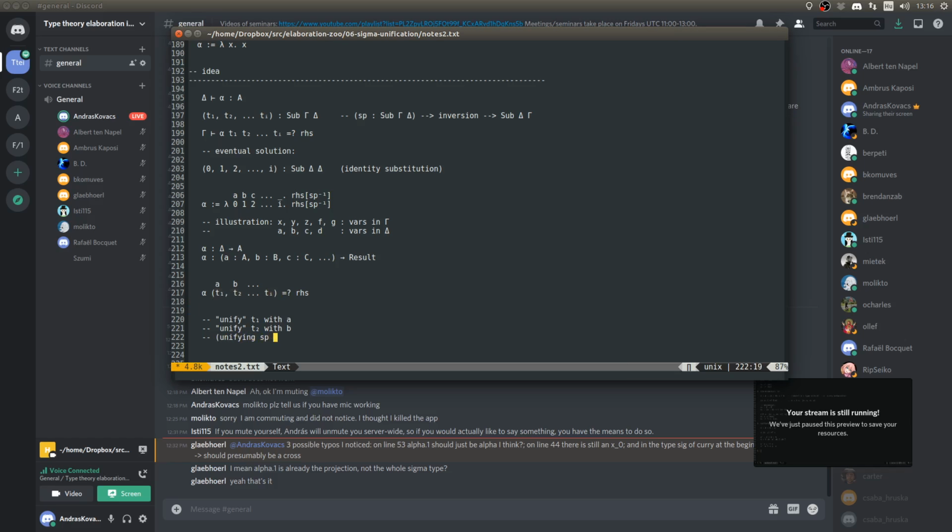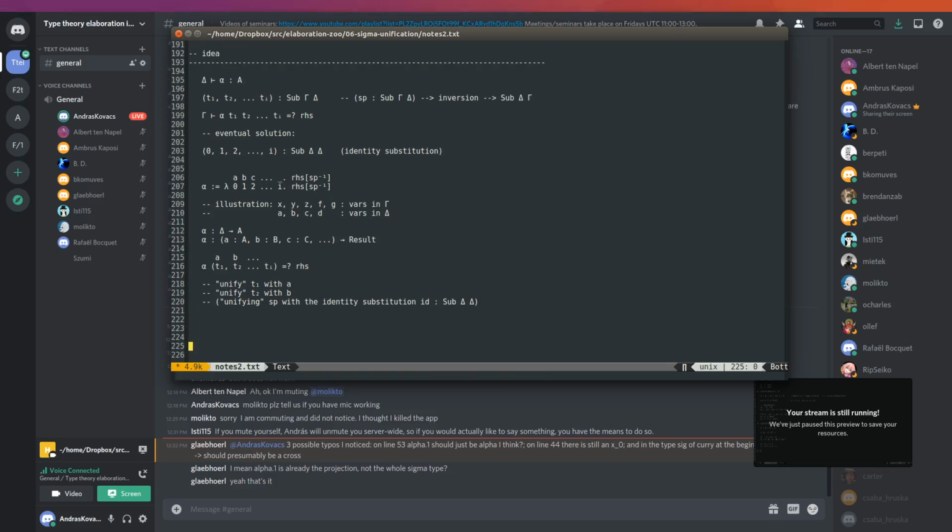So unifying SP, but this should be also in square quotes. So I'm unifying the spine with the identity substitution, substitution ID, which goes from delta to delta. Of course, this is not well typed, right? Because SP goes from gamma to delta, and this identity substitution goes from delta to delta. But if we are talking about partial substitutions, then it can be made formal in a well typed way. Okay, but let's just do a bunch of examples.